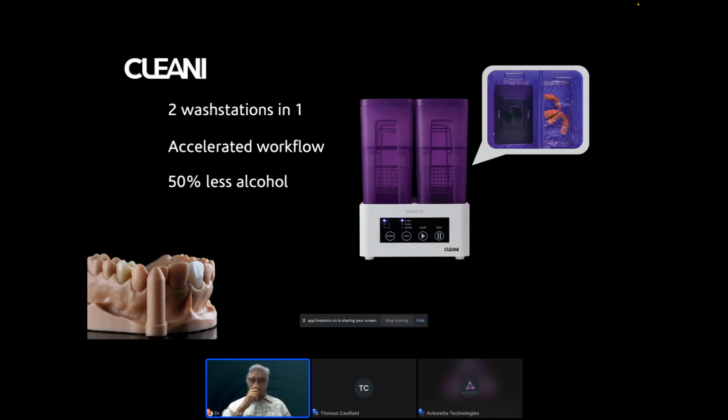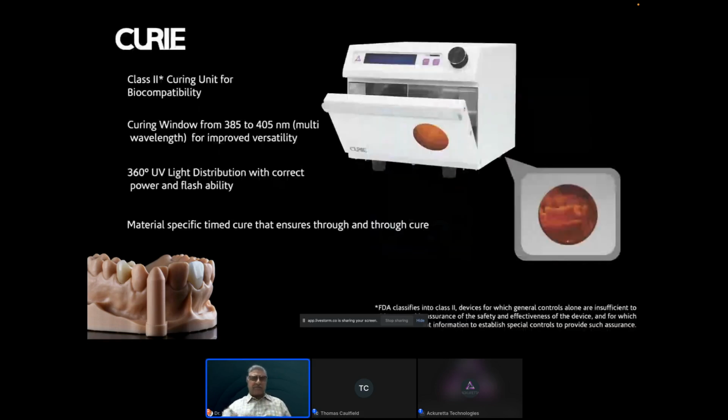It's got a timing for different materials, and as long as you follow the manufacturer's recommendations for a given resin, you'll find that it works very, very well. The Sol workflow is completed by the CURIE curing unit, and I will talk about this a little bit in a moment. But fundamentally, the CURIE is a unit that's designed for Class 2 biomaterials.